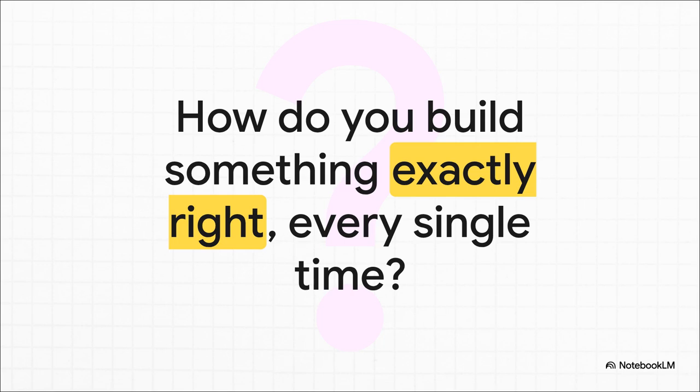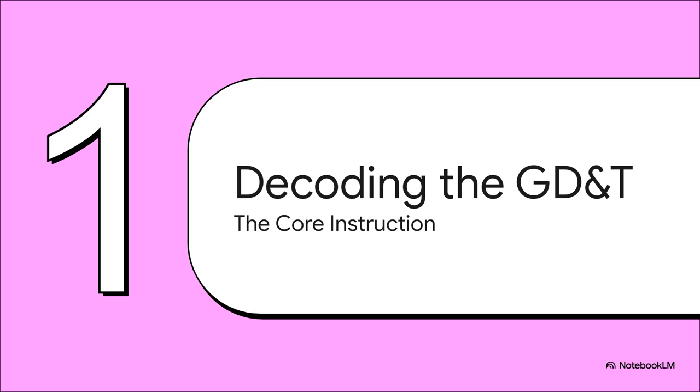And that really gets to the core of the problem GD&T was invented to solve. When parts have to fit together with microscopic precision, how do you communicate what you need with zero, and I mean zero, room for error? How do you get rid of every last bit of ambiguity? Well, you create a language where every single word has an exact, unchangeable meaning. To learn this language, we've got to start with its most fundamental piece, the core sentence. In the world of GD&T, this is called the feature control frame.